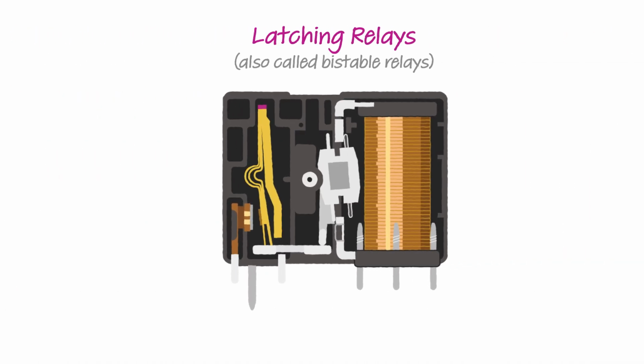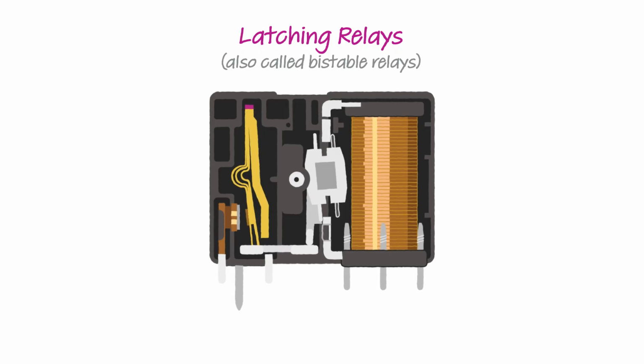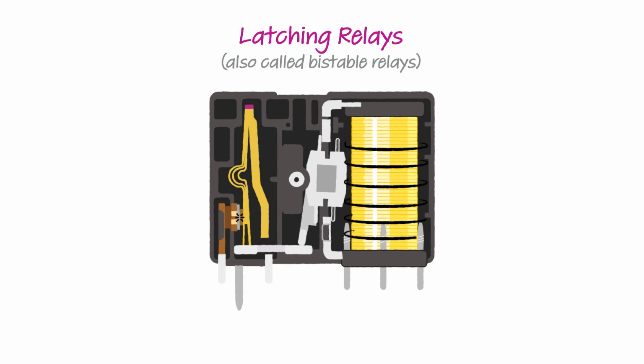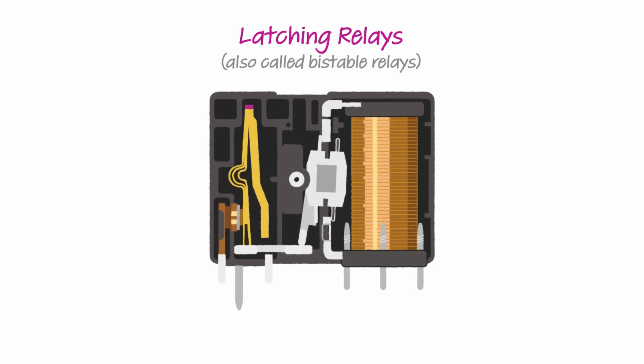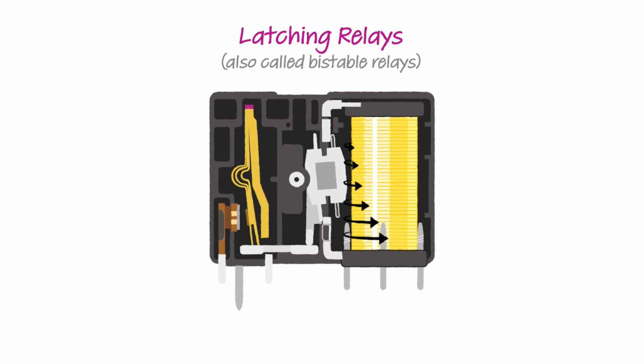A latching relay works differently. It is sometimes called a bistable relay because it has two stable states. Once you switch it, it stays in that position even after coil power is removed. Latching relays use either a permanent magnet or a mechanical latch to hold the armature. To move it again, you apply a short pulse in the other direction.